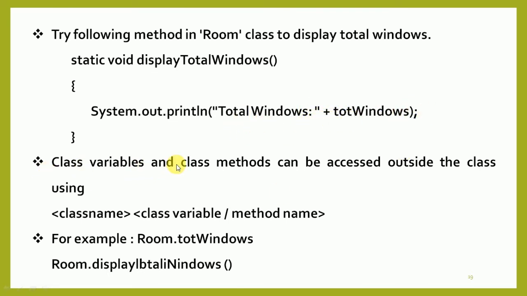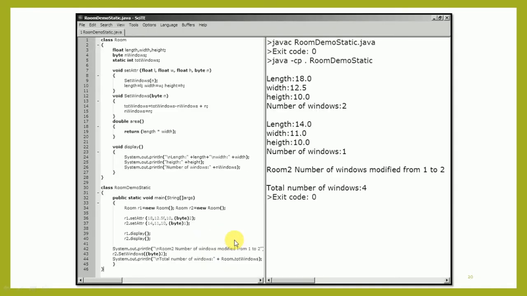Class variables and class methods can be accessed outside the class using the class name and the class variable or the method. For example, Room.totalWindows. This is one program, that is RoomDemoStatic.java. This practical is given in the practical session.